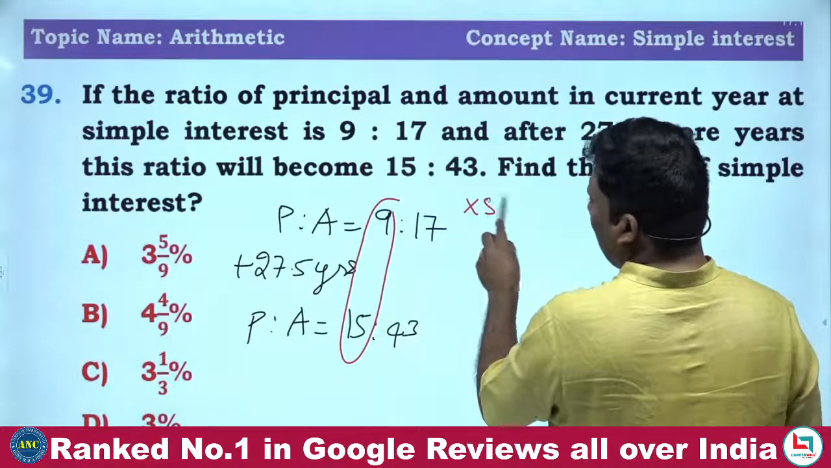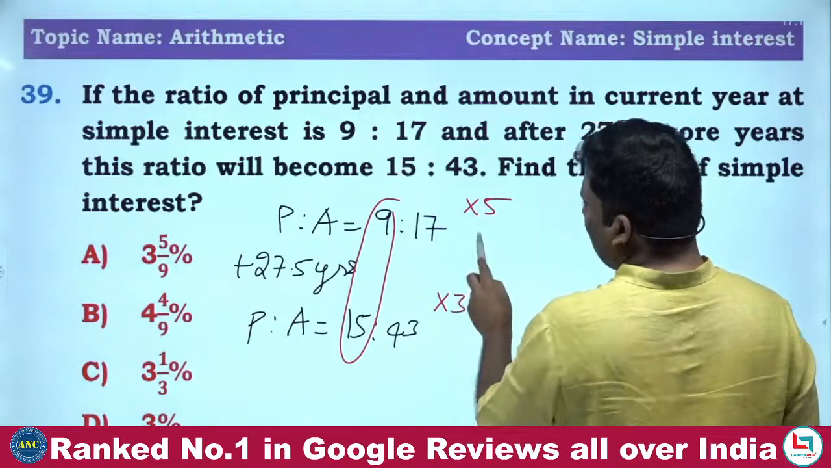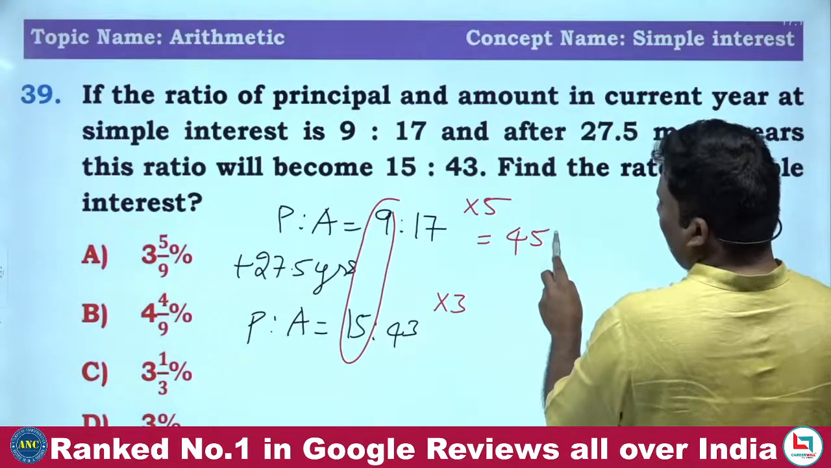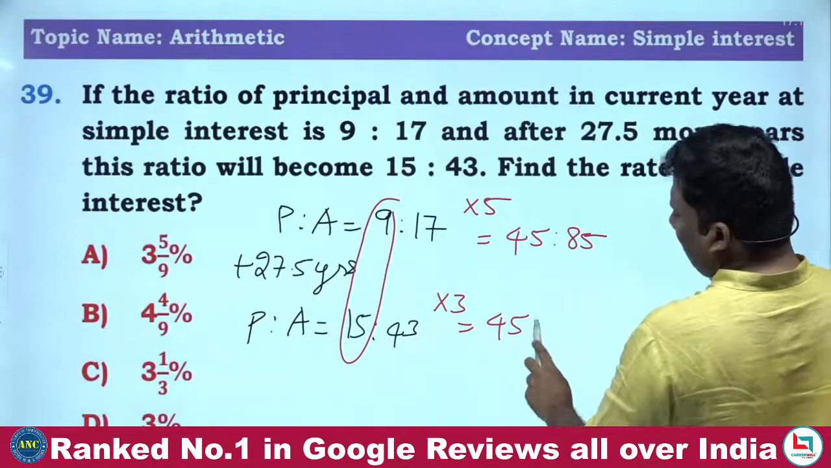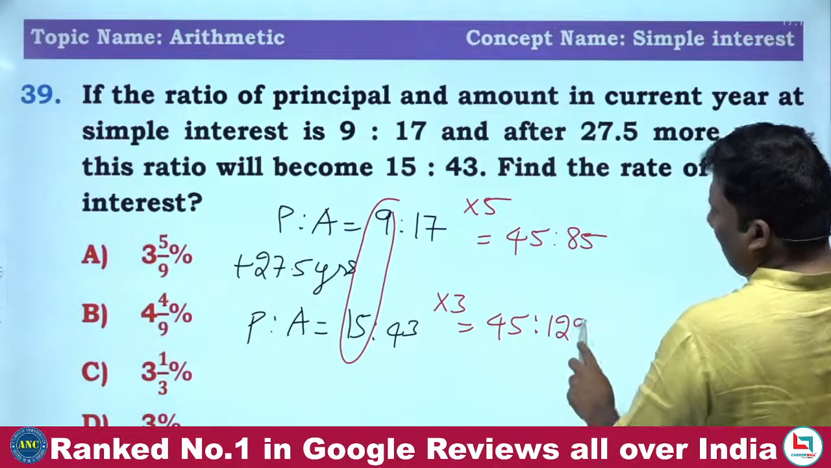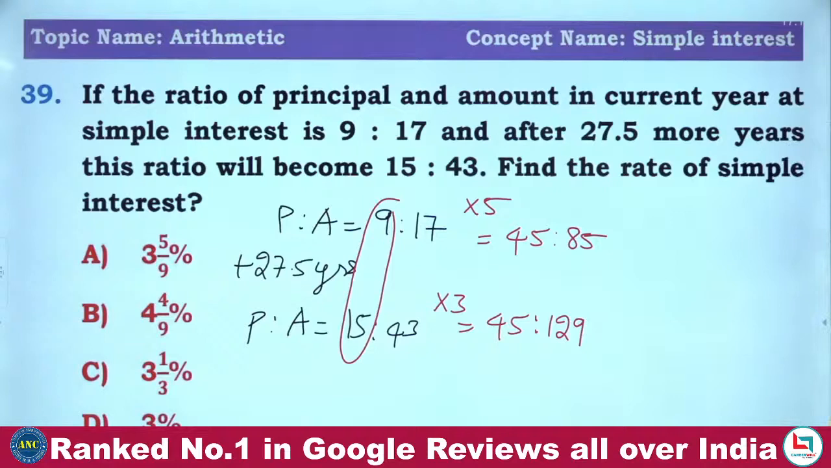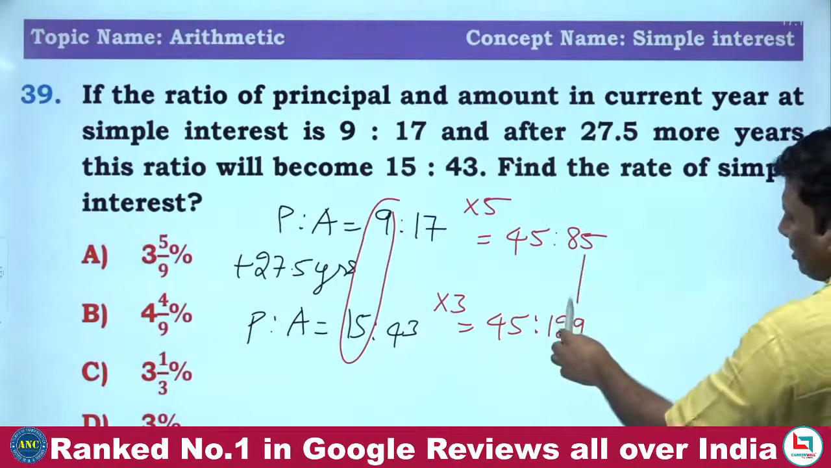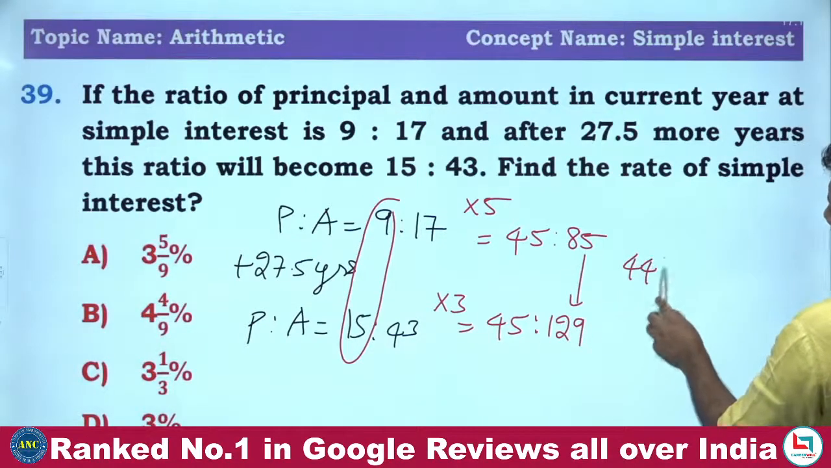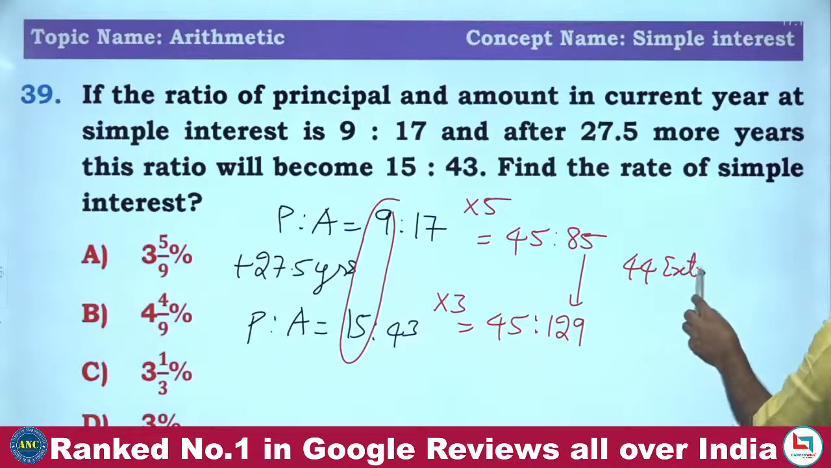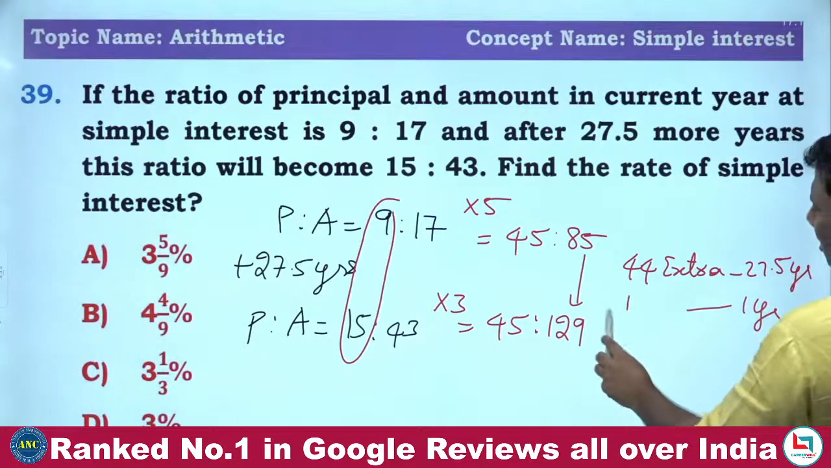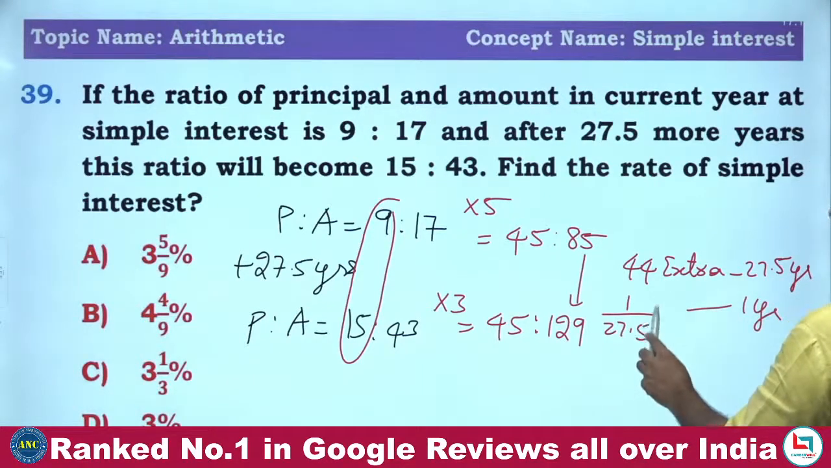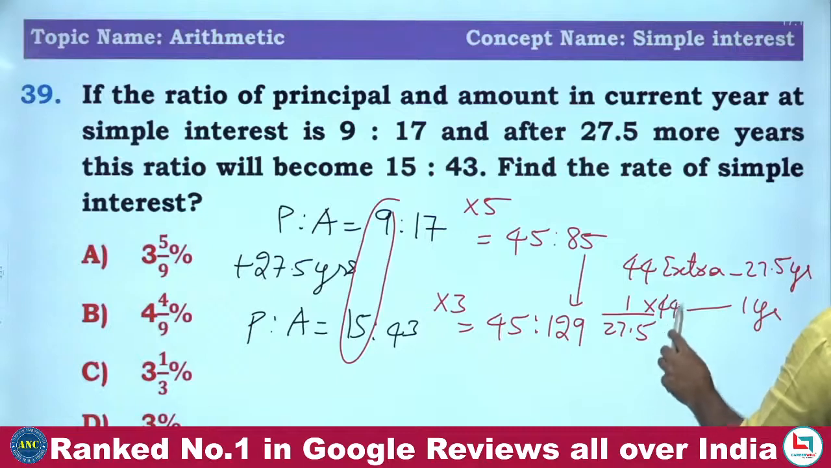So 9 and 15, multiply by 5 and by 3. It is 45:85. This is 45:129. How much is extra? 44 extra. In how many years? 27.5 years. We want in 1 year how much extra? 1 by 27.5 into 44.